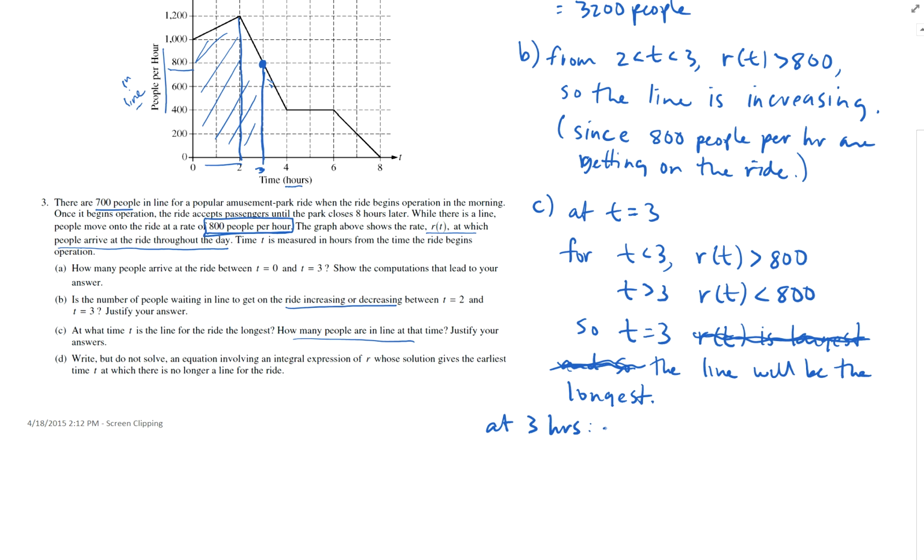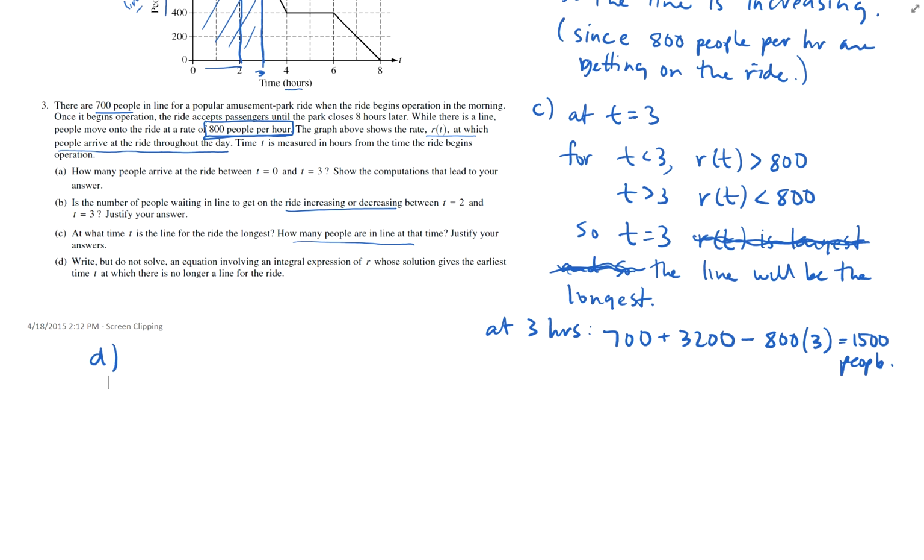We started off with 700 people waiting in line at 0 hours, plus 3,200 people were added to the line from part A between 0 and 3. And then I have to take away how many people per hour we lost from the line. Well, 800 people per hour times 3 hours. So if we do the math, we get 39 minus 24, which is 1,500 people in line.